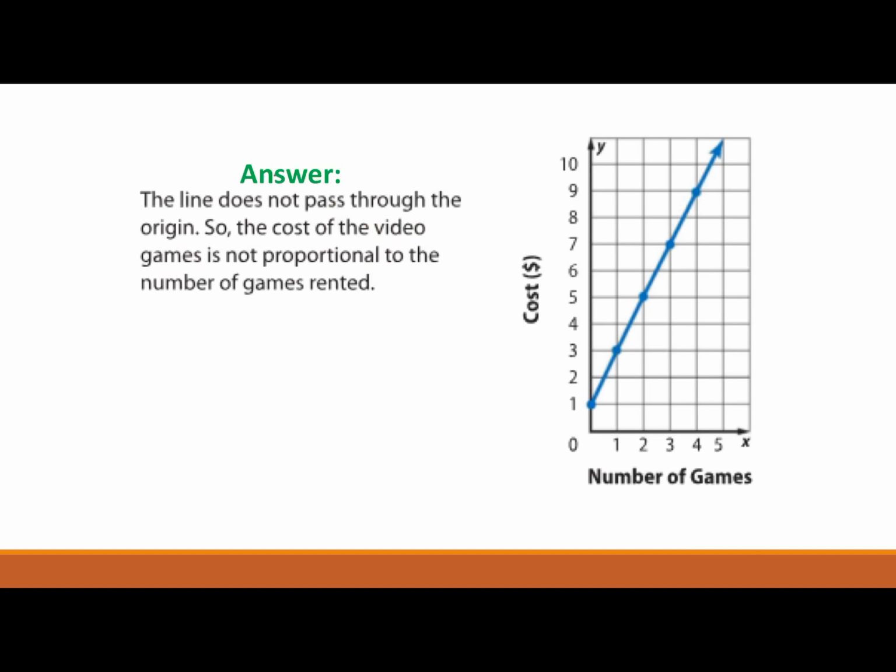Let's go ahead and look at the explanation. The explanation says the line does not pass through the origin, so the cost of the video games is not proportional to the number of games rented, which means each game does not cost the same amount. The cost per game is not the same. This line is not proportional. If you have a question, rewatch this section and then raise your hand. Let's move on to the next question.